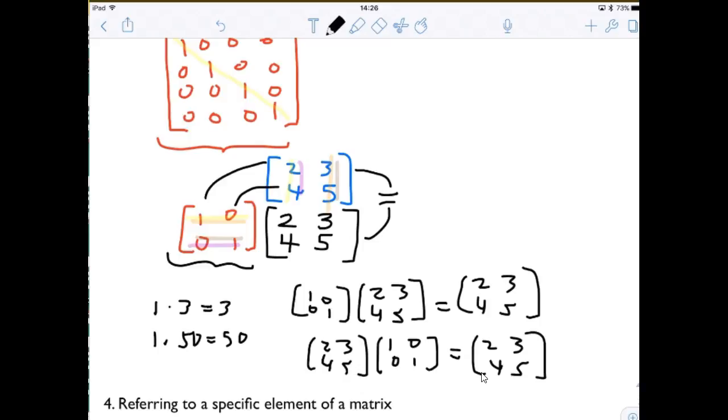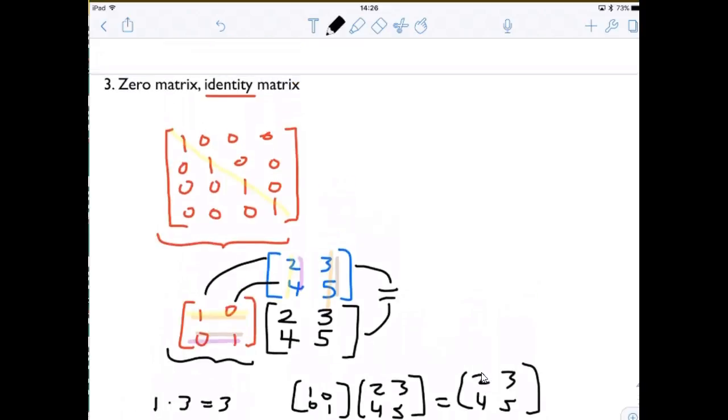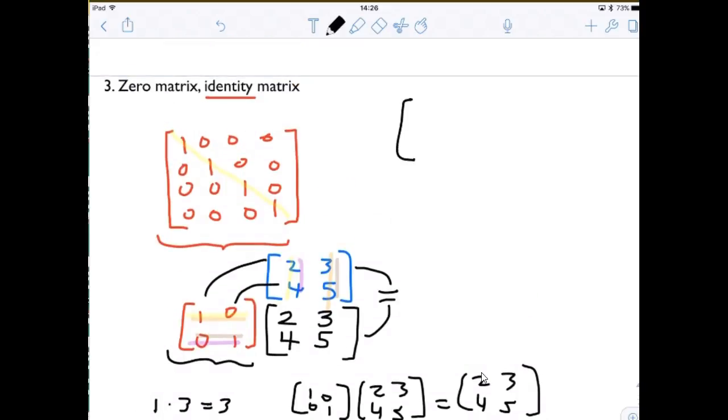Okay. Last of all, I'd like to talk to you about the zero matrix. The zero matrix would be any matrix that is composed only of zeros. And you can have any size of zero matrix. But one of the sizes of zero matrix that's most popular is the square zero matrix.